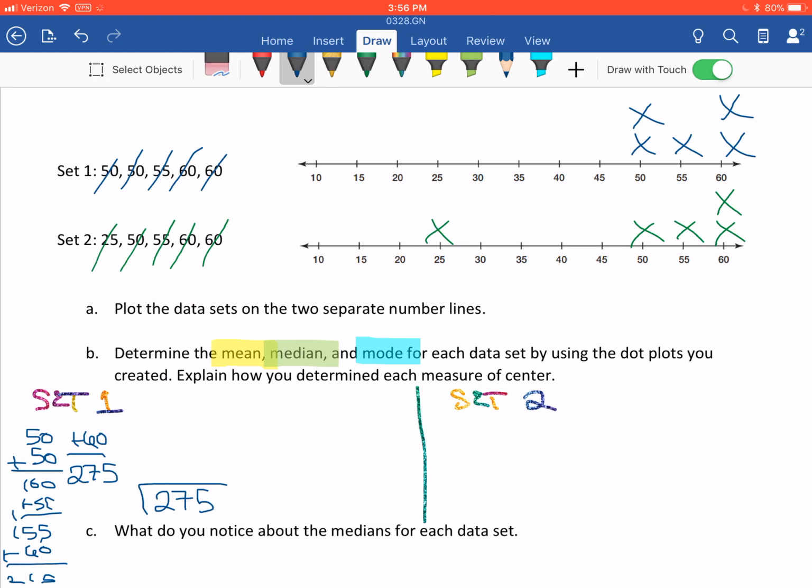5 goes into 2 0 times. It goes into 7 1 time. That gives me 5. Subtract 25. 5 goes into 25 5 times. My mean for the set 1 is 15. I highlight it in yellow so we know that it's our mean. That doesn't make sense.